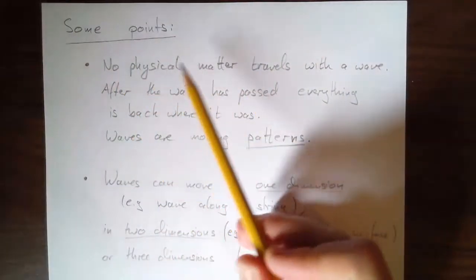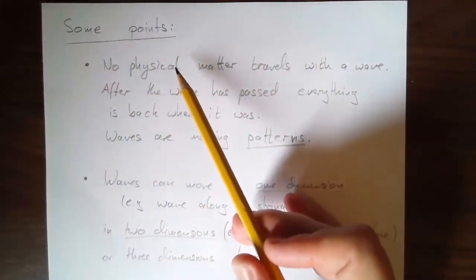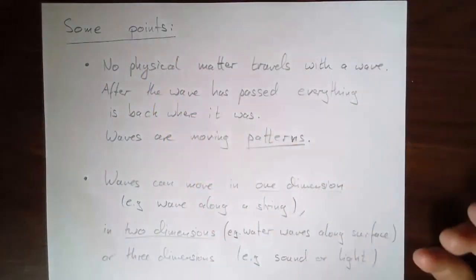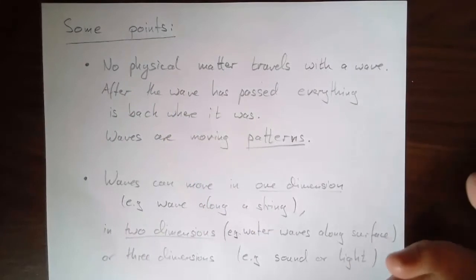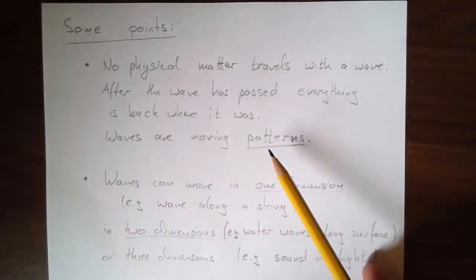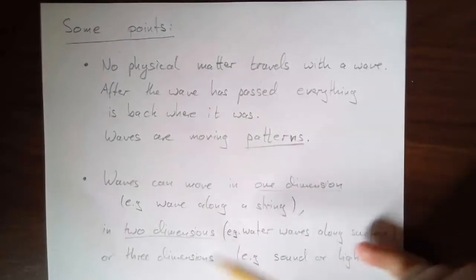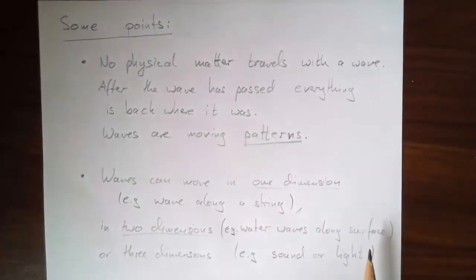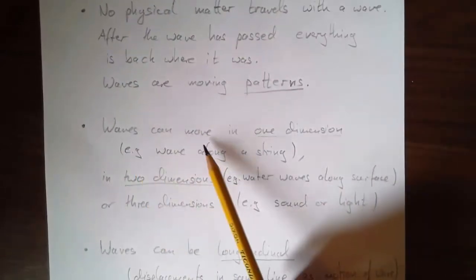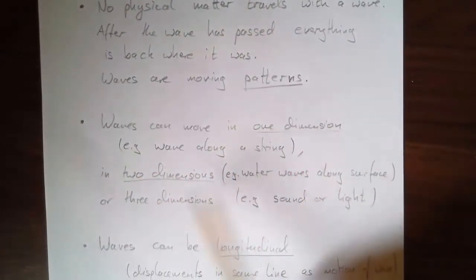If you take a patch of water, like a blob of water in front of the boat, you dye it red, that red blob is not going to move to the shore. It's the pattern of displacement that's moving, right? So waves are moving patterns, not moving physical objects or physical substance. Another thing to note is that waves can move in one dimension or more dimensions.